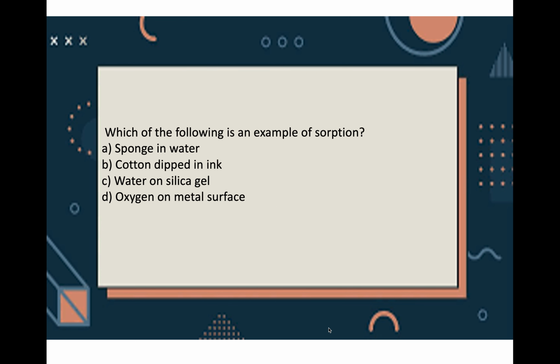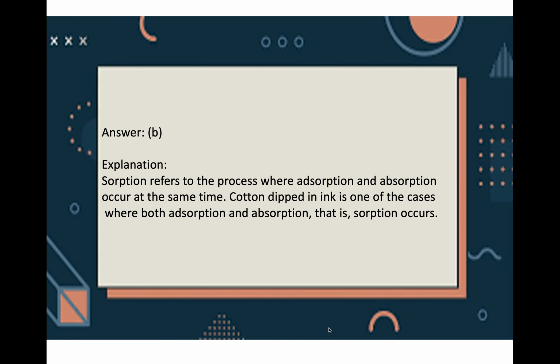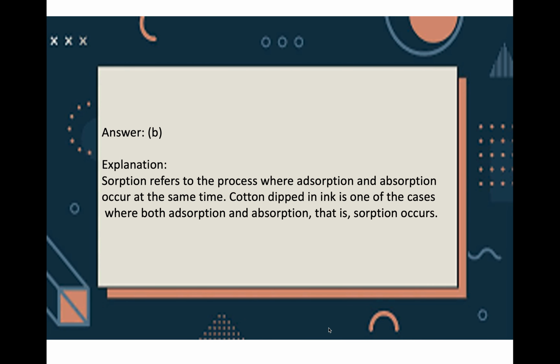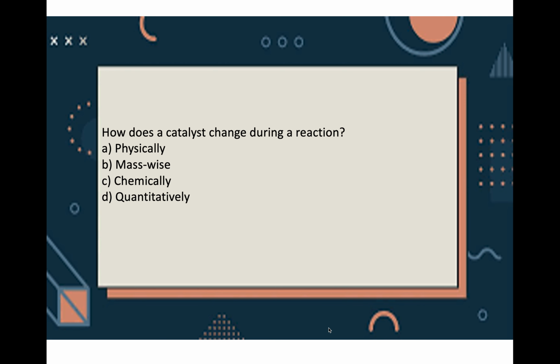A. Sponge in water. B. Cotton dipped in ink. C. Water on silica gel. And D. Oxygen on metal surface. B. Cotton dipped in ink is the correct option. So, sorption is what? It is a process where adsorption and absorption will be happening at the same time. So, cotton dipped in ink is one of the cases where both these occur simultaneously and sorption happens.